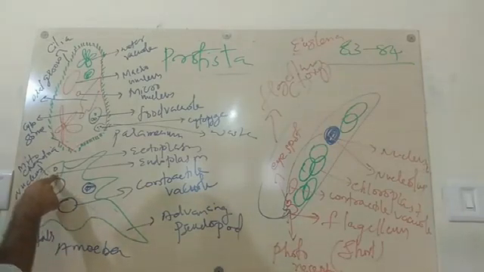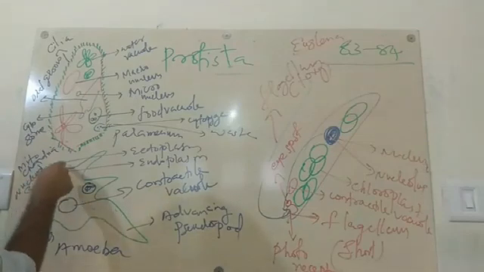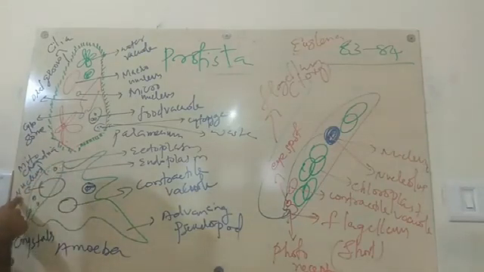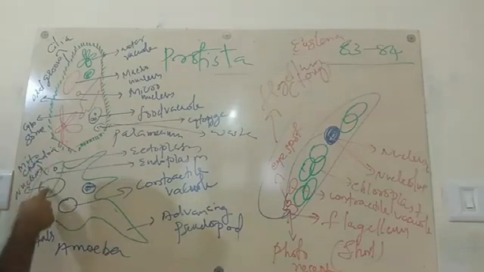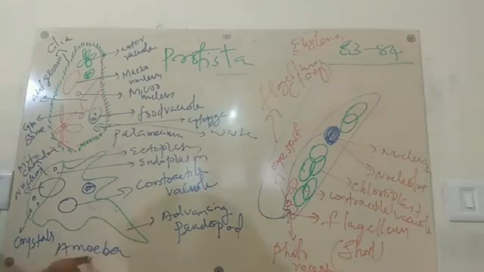This place is known as the endoplasm. The inner side is known as the endoplasm, and the outer surface is known as the ectoplasm. And this bigger portion is known as the nucleus, and the mitochondria is this small one, and after this are crystals. Okay, that is amoeba.